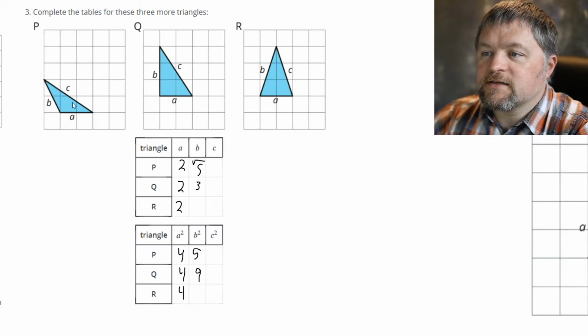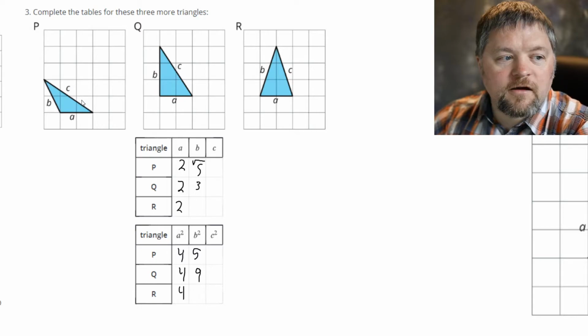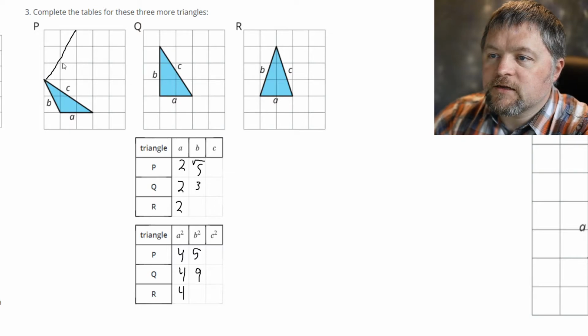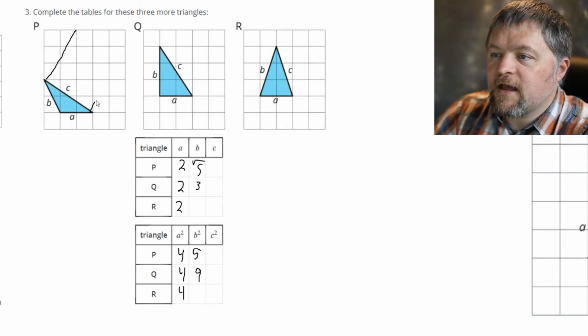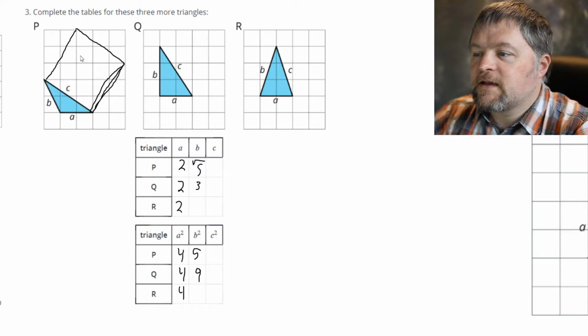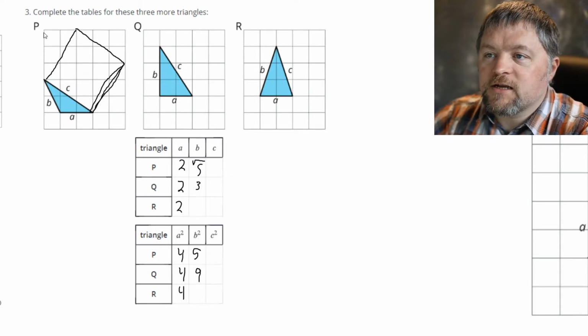Now let's look at side C on our first triangle here. This goes down 2 units and over 3, so we're going to want to go up 3 and over 2 because we do the inverse of that. That was not a great line. That gives our square off from side C.